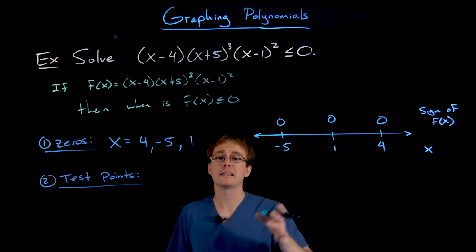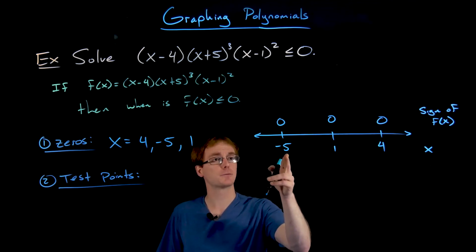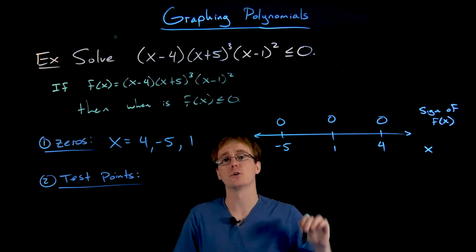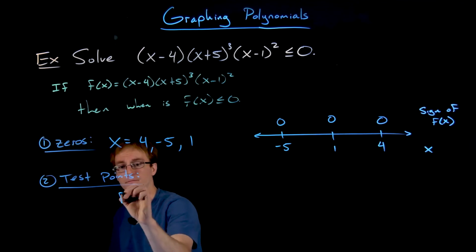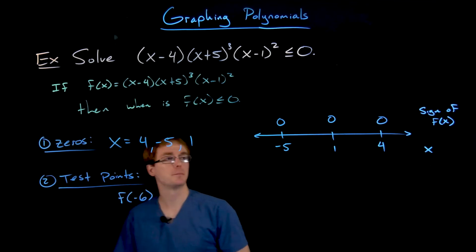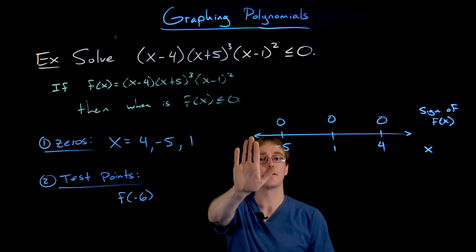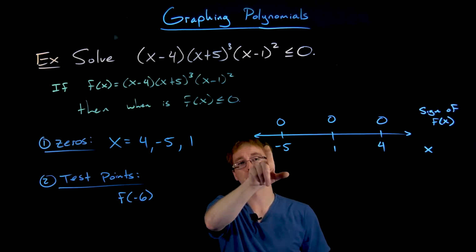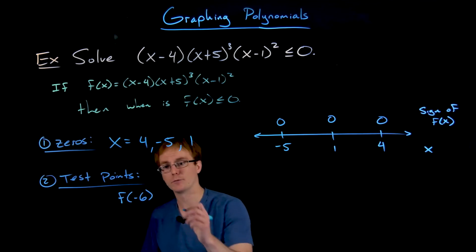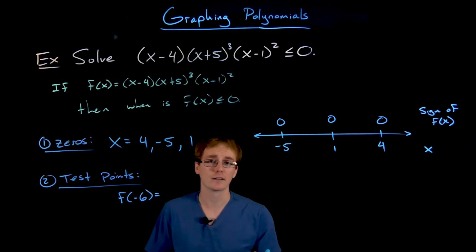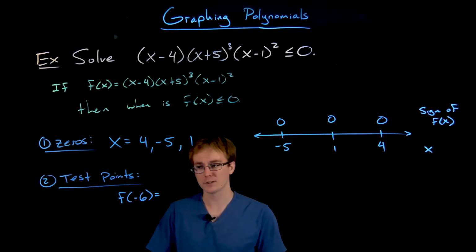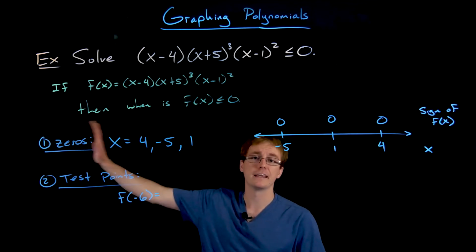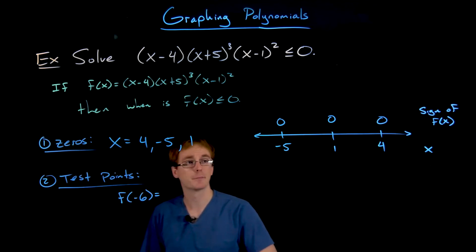When it comes down to picking our test points, we have to pick x values between our zeros or beyond our zeros for the far left and far right. So we need to pick some x value that is to the left of our furthest left 0. Our furthest left 0 is at x equals negative 5. Any number to the left of negative 5 will do. We want to pick a number that's easy to plug in, so let's just pick negative 6. But if you wanted to, you could pick negative 5.00001 or negative 500 billion. They're going to accomplish the same thing.